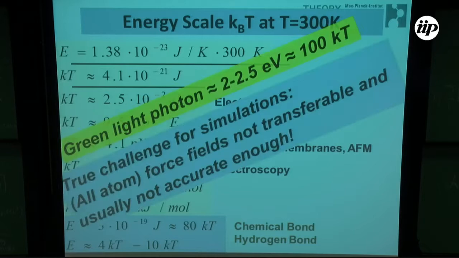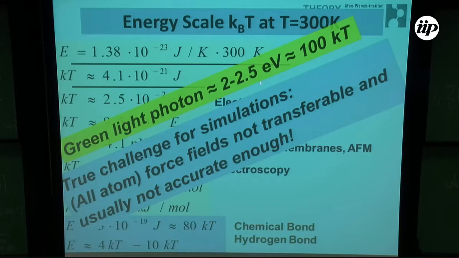And just to remind you what this is, so this is a red laser pointer. I have a green one as well. So each green light photon is about 2 to 2.5 eV, about 100 kT. So this is about 60 kT, what comes out of here, 50 to 60 kT with each photon.